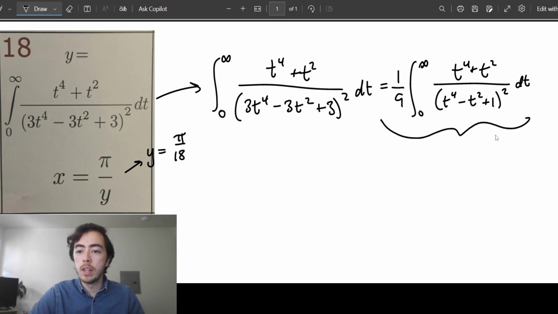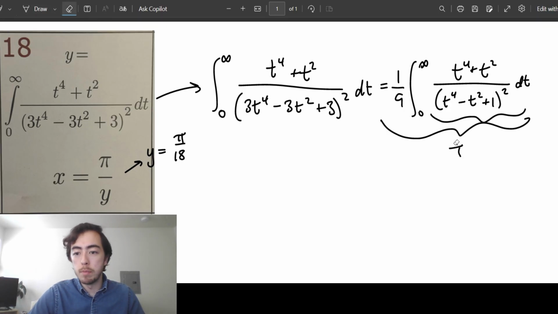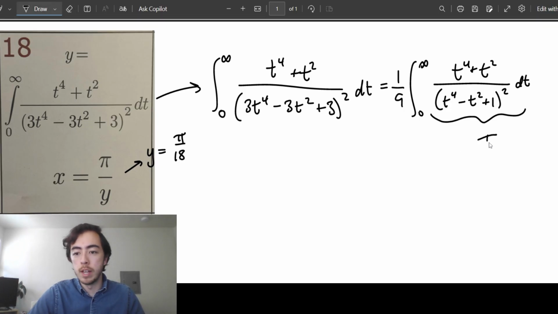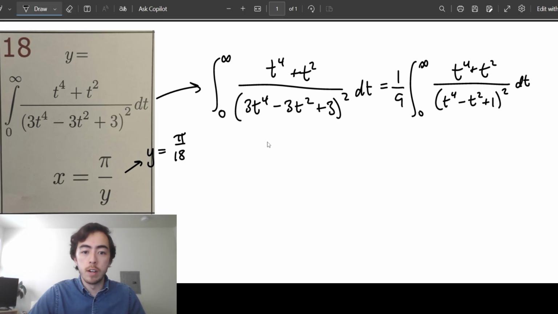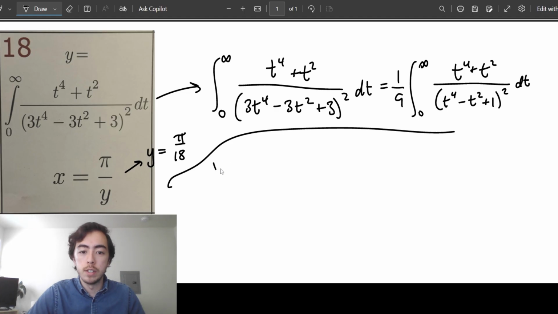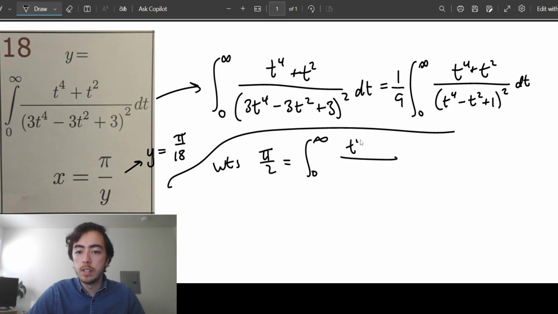So knowing that this should be pi over 18, and overall we're doing something times 1/9, I know that this chunk right here needs to be pi over 2, because then multiplying by the 1/9 would get us to our right answer. So I'm concerned about proving that I want to show that pi over 2 is equal to this integral right here. Still from 0 to infinity, still the same numerator, but here I'm going to remove that 3 and ignore the 1/9 for the rest of the problem.